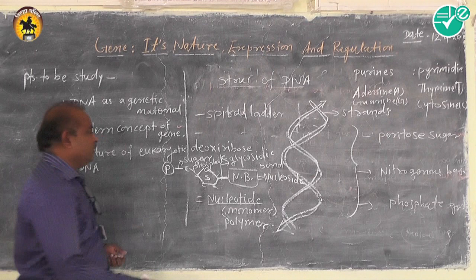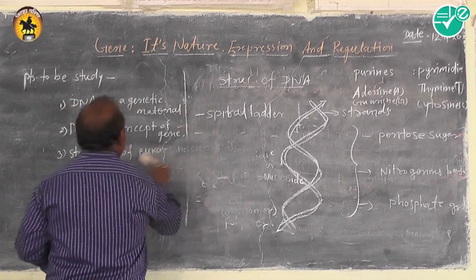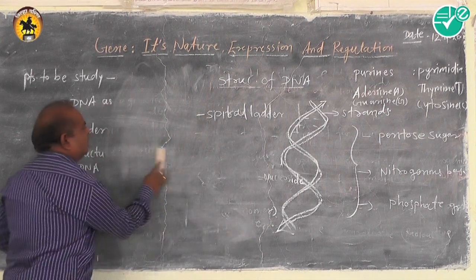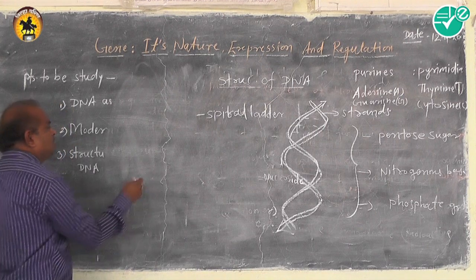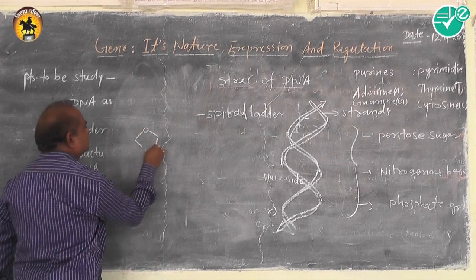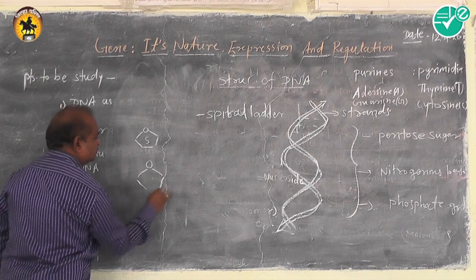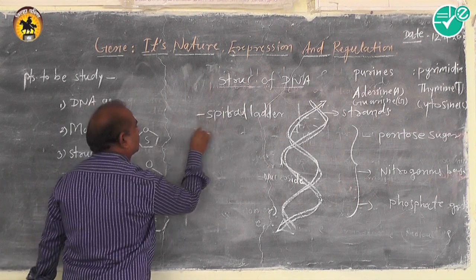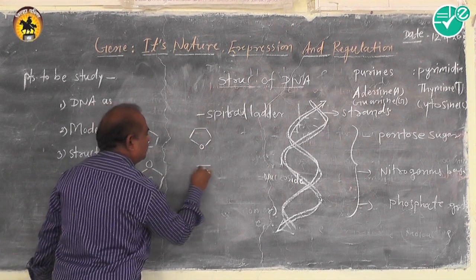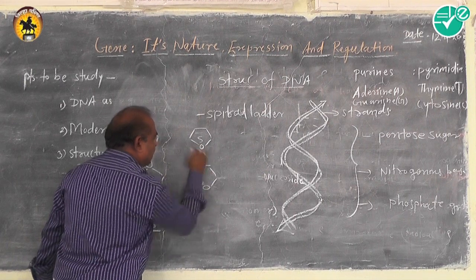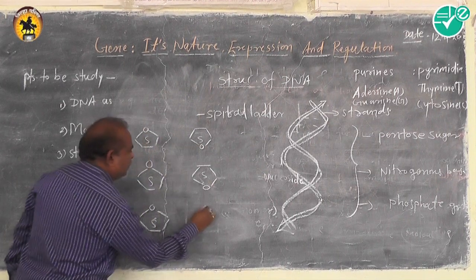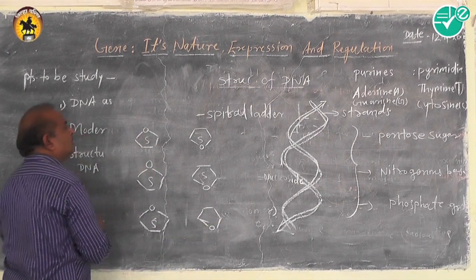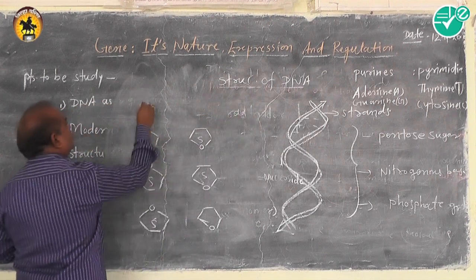Now, we want to see the molecular structure of this same DNA. Diagrammatically, this is how the two strands are linking. See, two strands are parallel, but they are opposite in direction, so the pentose sugar here we are also drawing in the opposite direction.